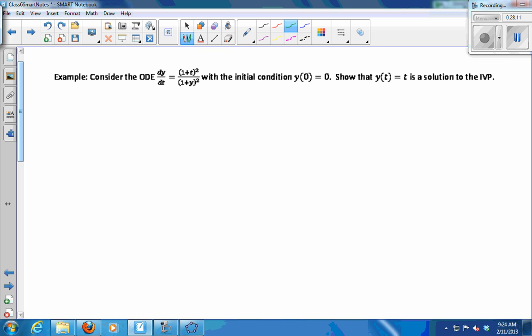Okay, so here is an ODE, 1 plus t squared over 1 plus y squared with an initial condition. Show that y of t equals t is a solution to this guy. So I want you to do this in your groups. Okay, so lots of people are solving this via separation of variables, which is cool. That's fine. But I didn't mean for you to have to do that much work. I just wanted you to check that it was a solution. So by plugging in. So if y of t is t, then what is dy dt? 1. So all we have to do is check that 1 plus t squared over 1 plus y squared is also 1 when I plug in.